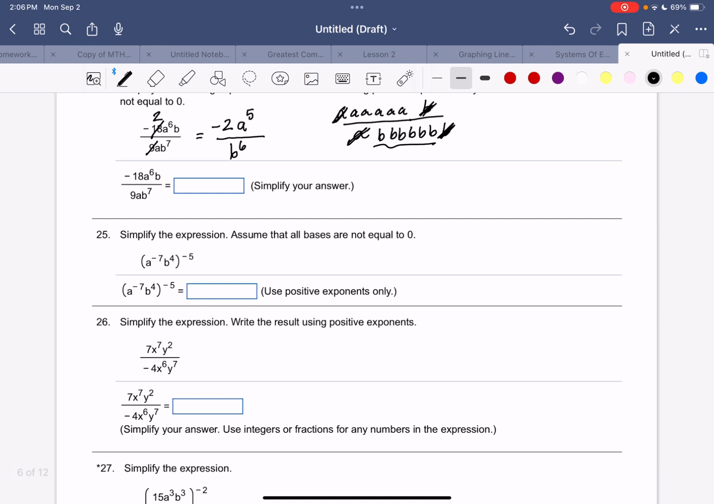I'm going to apply the power to a power rule. I'm going to multiply a to the negative 7 to the negative 5 is a to the 35. B to the 4th to the negative 5 is b to the negative 20. But I don't want to leave a negative exponent, so the b to the 20 is going to the denominator. So a to the 35 over b to the 20.